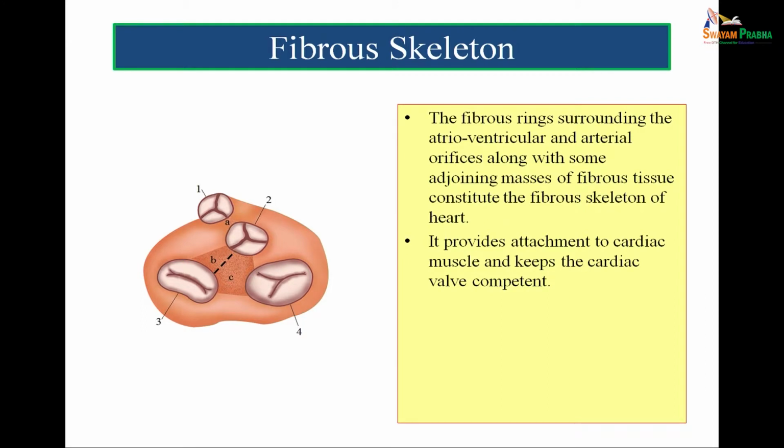Now, the heart has a fibrous basis. This is referred to as the fibrous skeleton of the heart. The fibrous rings surrounding the atrioventricular and arterial orifices, along with adjoining masses of fibrous tissue, comprise the fibrous skeleton of the heart. This provides attachment to cardiac muscle and keeps the cardiac valves competent. So, always remember, the heart has a fibrous basis.